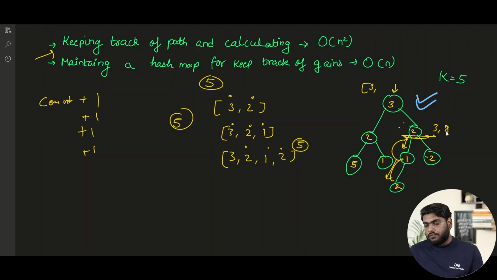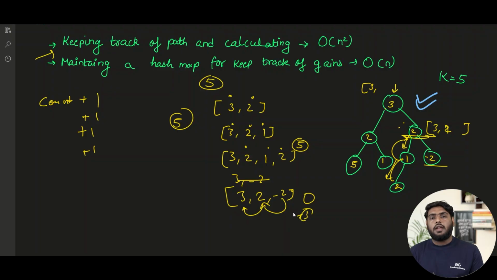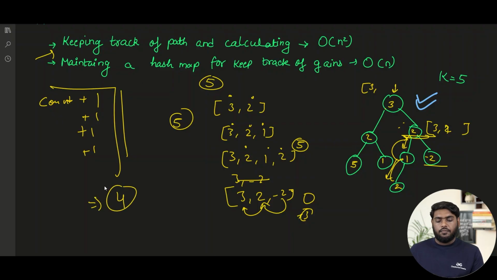Till here, it was 3, 2, right? And this is a new value, minus 2. So I'll do 3, 2, minus 2, right? Minus 2, 2, it will be 0. And plus 3, it will be plus 3. You're not encountering any 5. That means you're not going to increase the counter. Eventually, the answer that we'll have is 4. Right? And this is the number of paths that sum up to 5. Right? 3, 2, 5 itself, 3, 2 here, and this 3, 2, 1, 2.